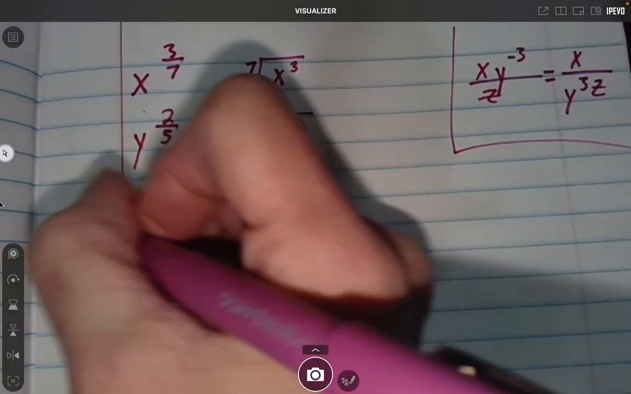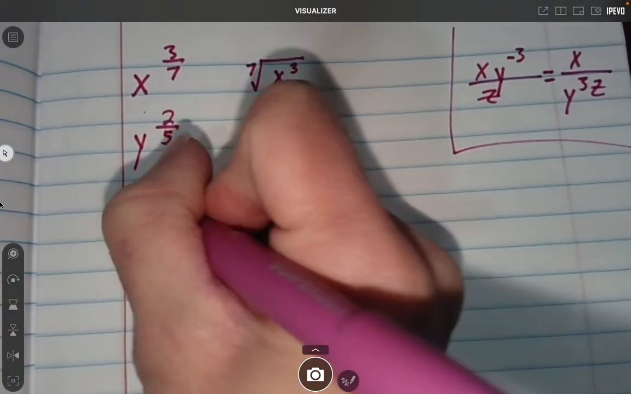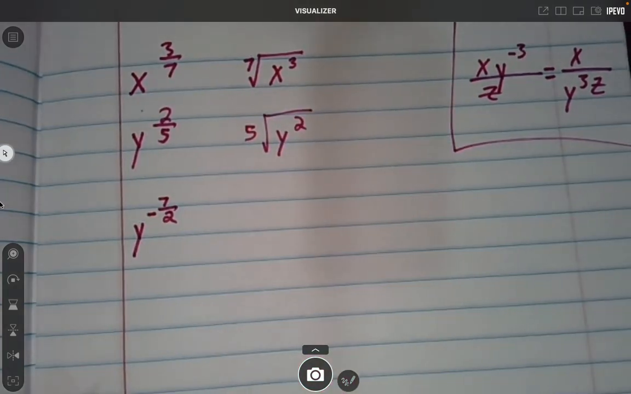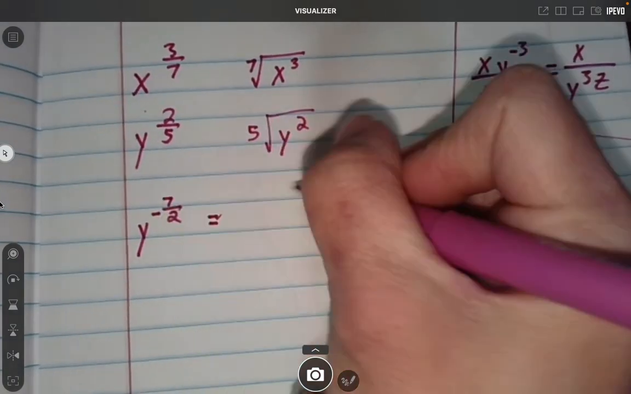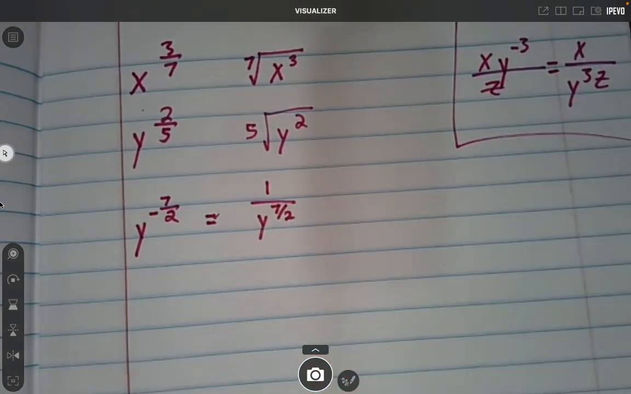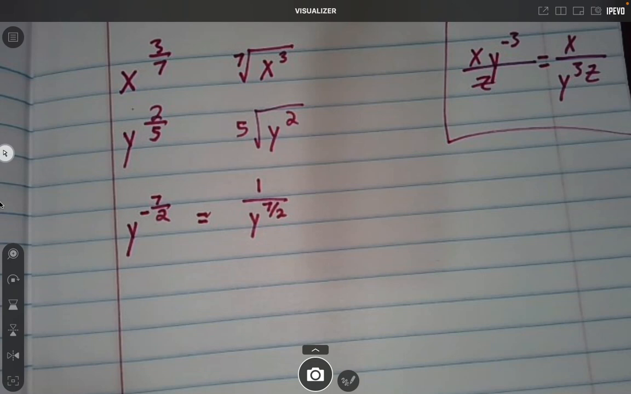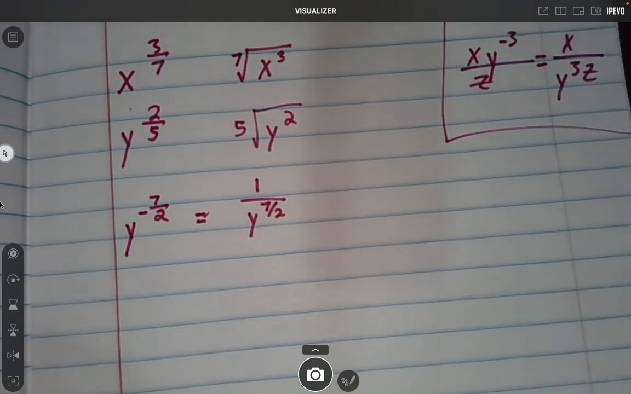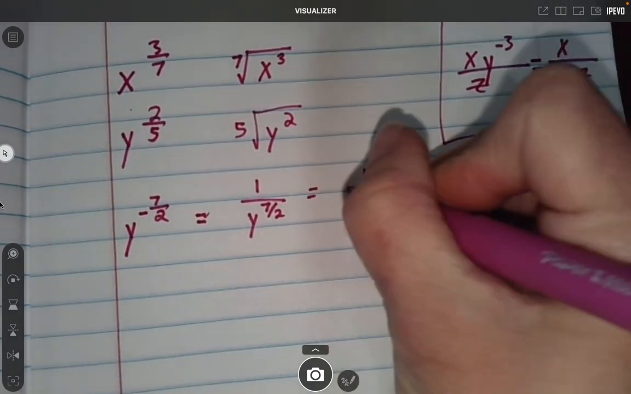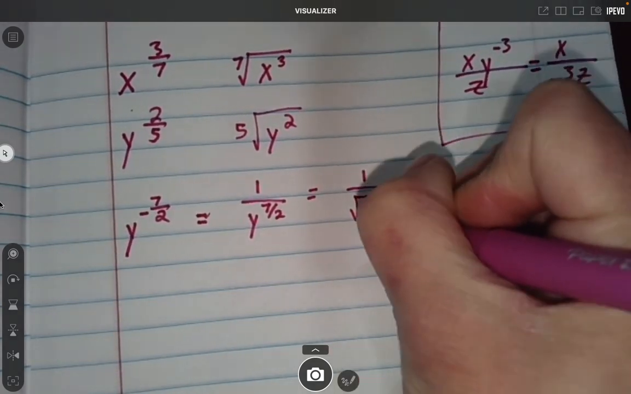Y to the -7/2. Okay, so first of all, what I need to do is move it to a denominator. Does everybody understand that? So watch, it would just be y to the 7/2 down here. Just put 1 over it. It's moved to the denominator. Now how do I write it as a root? Square root of y to the 7th.